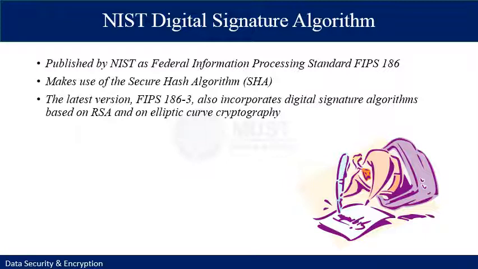In 2000, an expanded version of the standard was issued, while FIPS 186-2 was subsequently updated to FIPS 186-3 in 2009 and version 4 in 2013. So the latest version is the 2013 version, and it also incorporates the digital signature algorithm based on RSA and on elliptic curve cryptography.